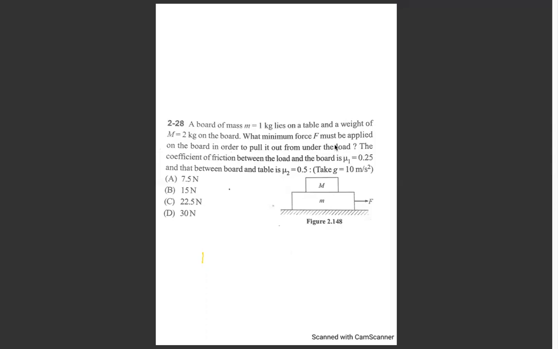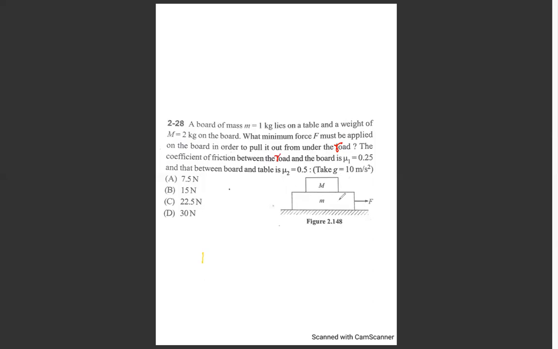Actually, this is the rod, under the rod. This is a rod actually. Similarly, exactly in the same manner, we have to find out the coefficient of friction between the rod and the board. I mean, the rod and the board. This is the board.